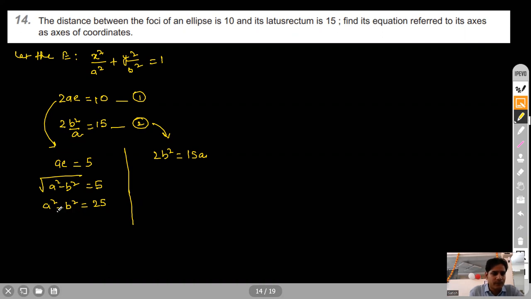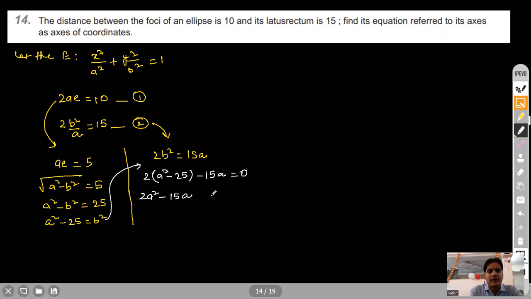So basically, we can make a quadratic in a or b. So a square minus 25 will be equal to b square. I will put this value here. So this will be 2 times (a square minus 25) minus 15a is equal to 0. So this becomes 2a square minus 15a minus 50 equal to 0, right?